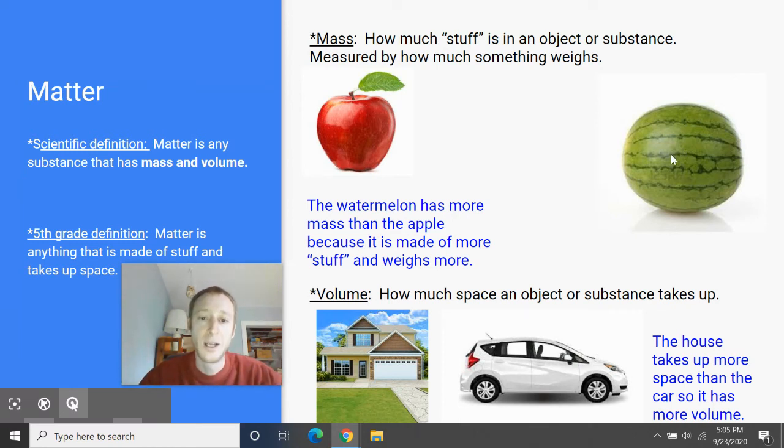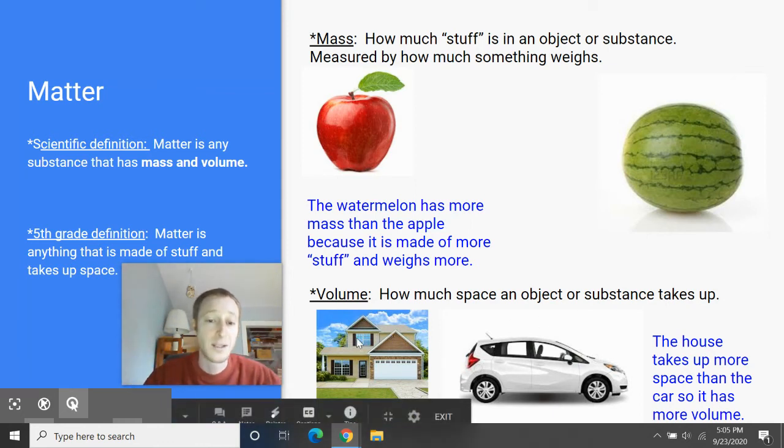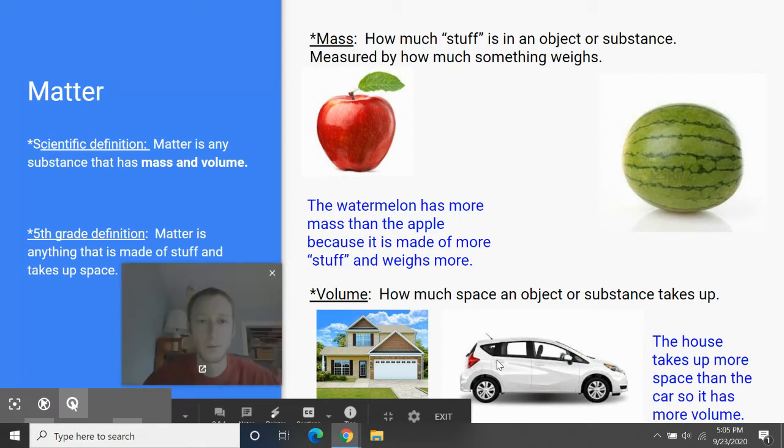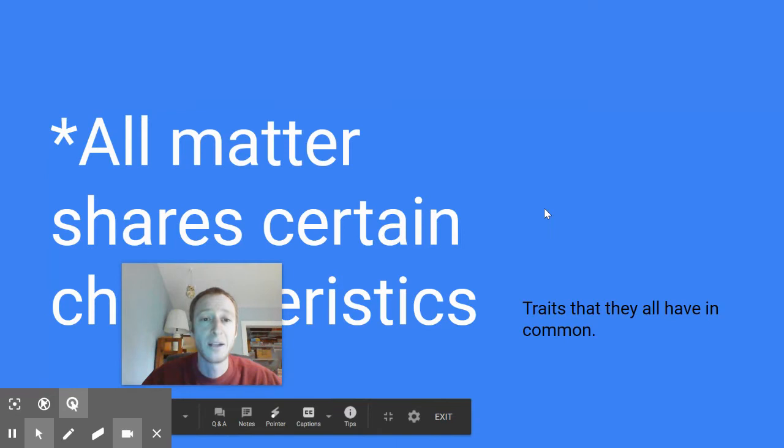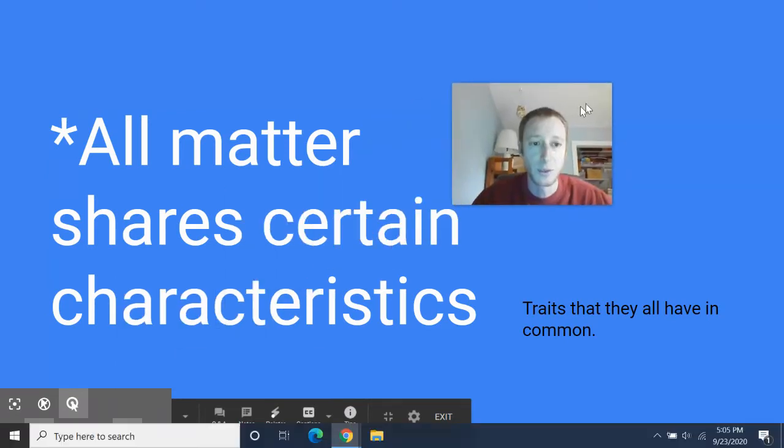Volume, on the other hand, is how much space an object or a substance takes up, not measured by weight, but measured by how big it is, right? How much space it takes up. So this house takes up a whole lot more space than this car, so we would say the house has more volume than the car. The house also has more mass than the car. And remember, you can pause this video at any time if you need to write down some notes.